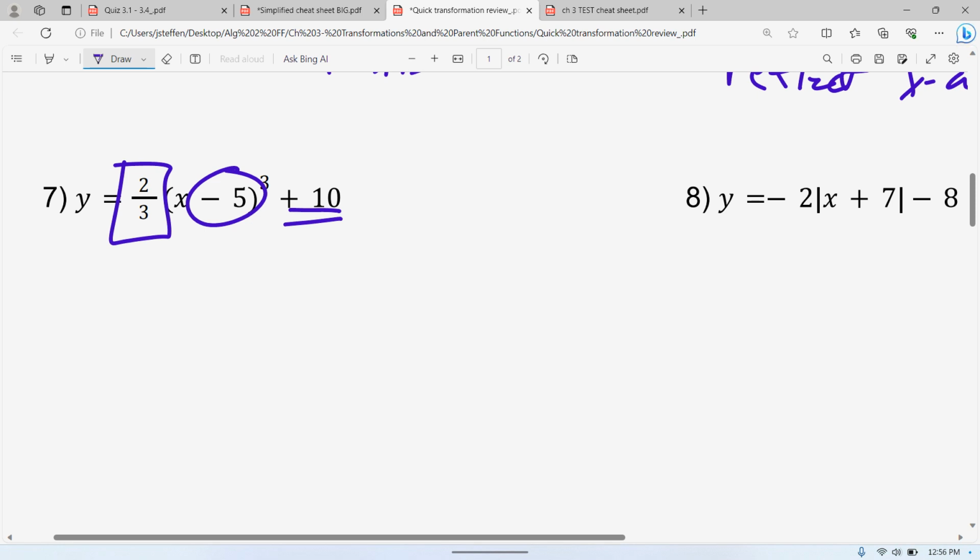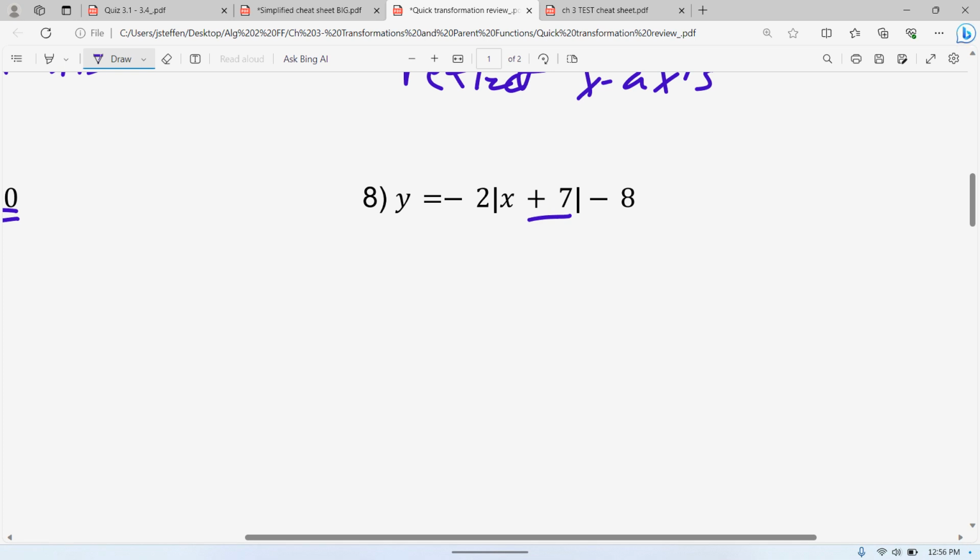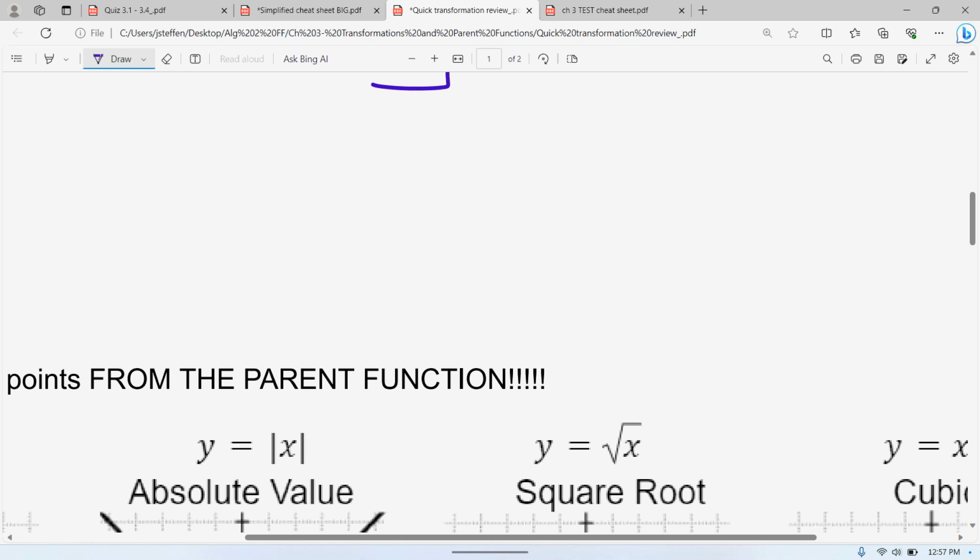Number 8, go to the left 7. Factor 2. Reflect it over the x-axis. And down 8. That -8 is down 8. Are there any questions over those? Everybody okay?